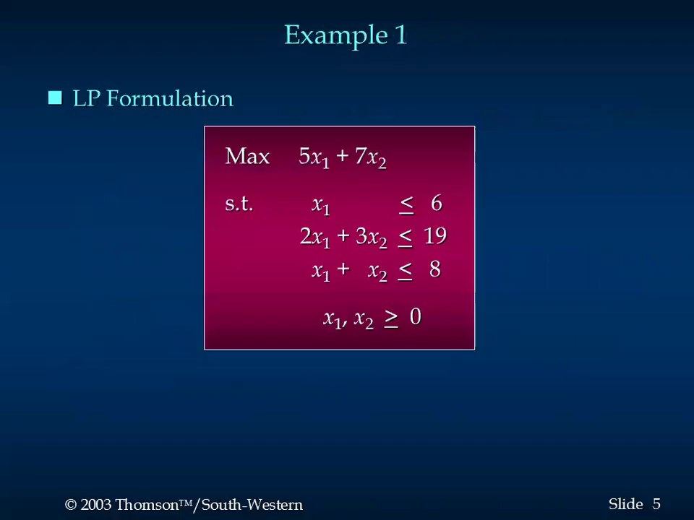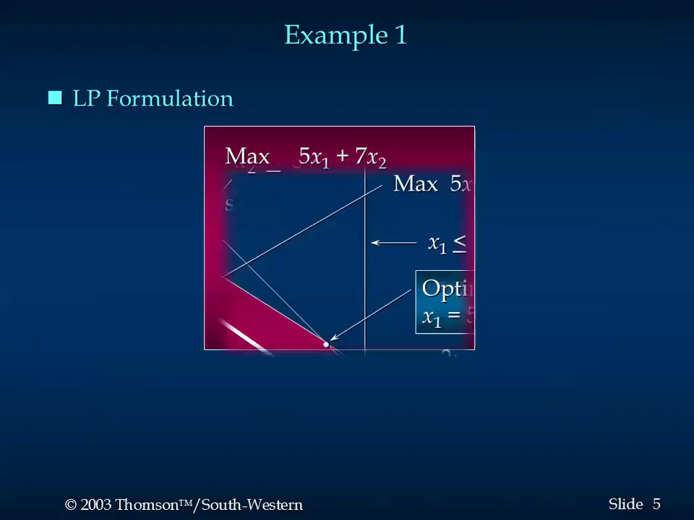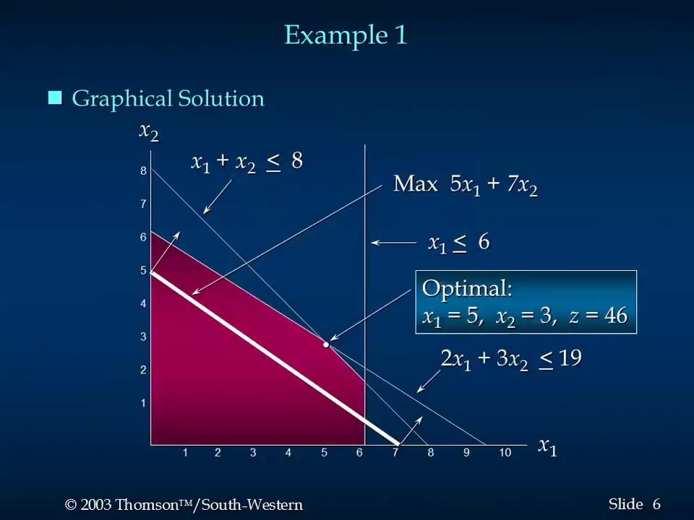Now, let's start with a very simple problem. Maximize 5x1 plus 7x2 subject to x1 less than or equal to 6, 2x1 plus 3x2 less than or equal to 19, x1 plus x2 less than or equal to 8. Very simple problem to solve. First, we're going to look at how to get sensitivity analysis graphically. So here's the graphical solution. This is our first constraint, x1 less than or equal to 6. Second constraint was this one, 2x1 plus 3x2 less than or equal to 19.